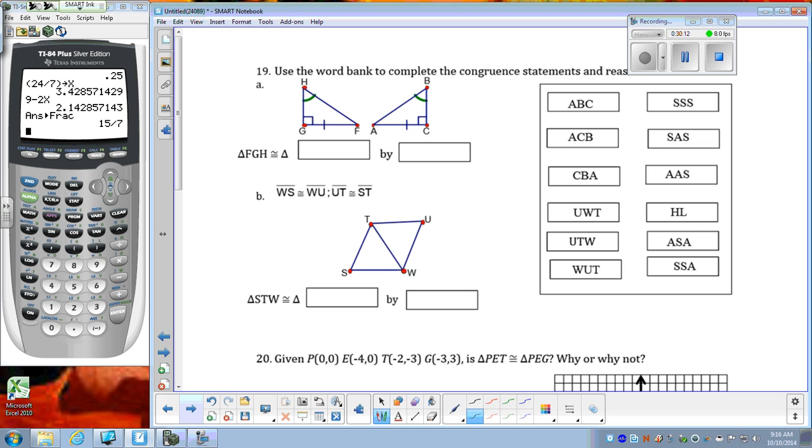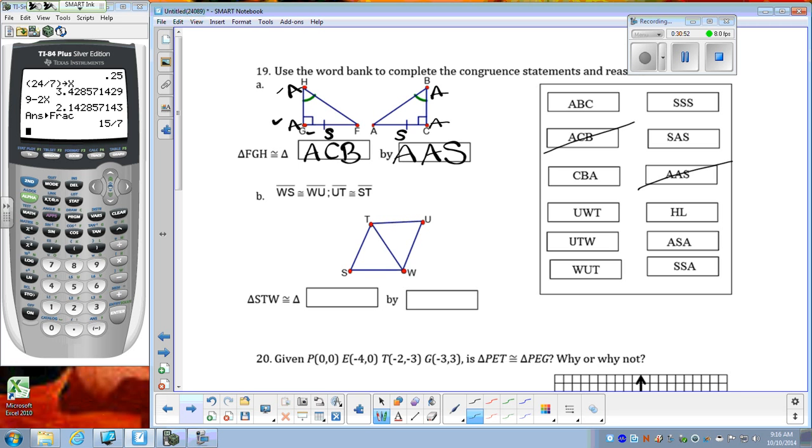All right, 19. Use the word bank to complete the congruent statement and reason. Well, I'm going to start from F. I don't have anything at F, but I do know FG is congruent to AC. I know angle G is congruent to angle C. And I know angle H is congruent to angle B. So here I have angle, angle, side. So these two triangles are congruent by angle, angle, side. If I look at my congruent pieces, I know G was congruent to C, so C has to go in the middle. H was congruent to B, so B has to go at the end, which means A has to go first. So ACB, AAS.